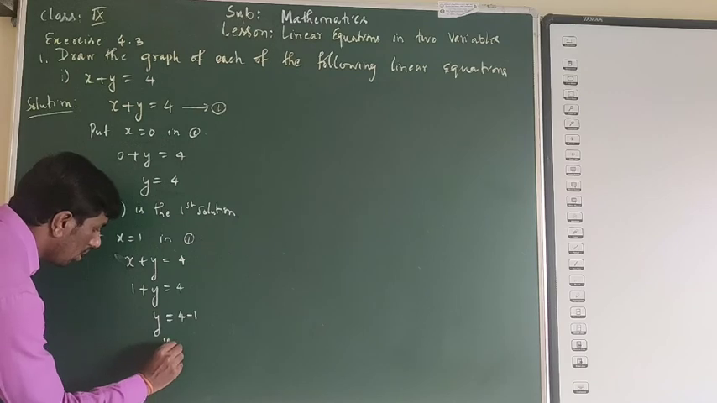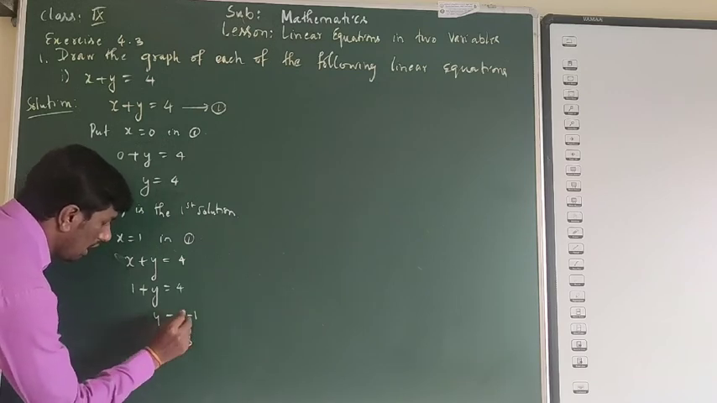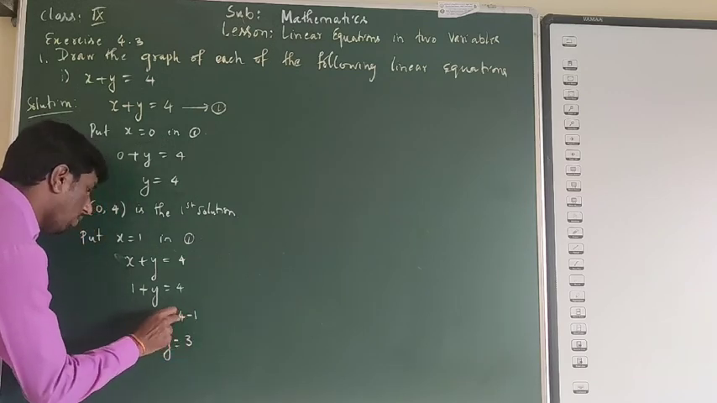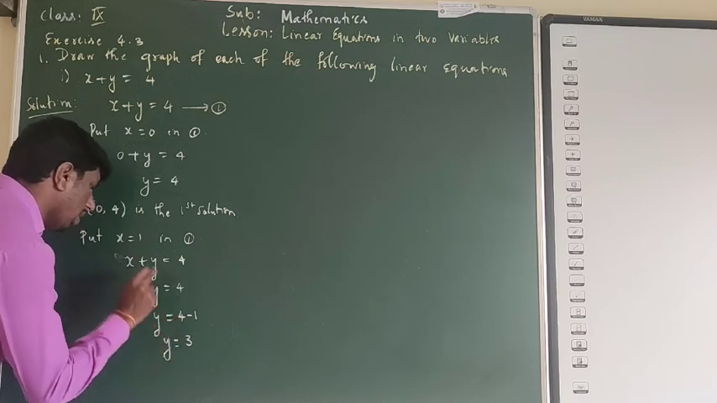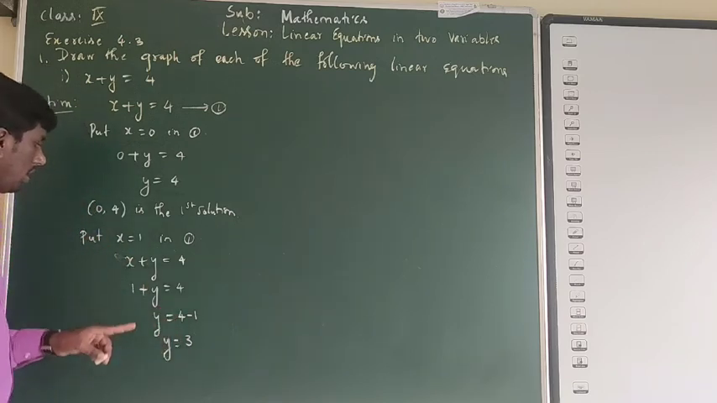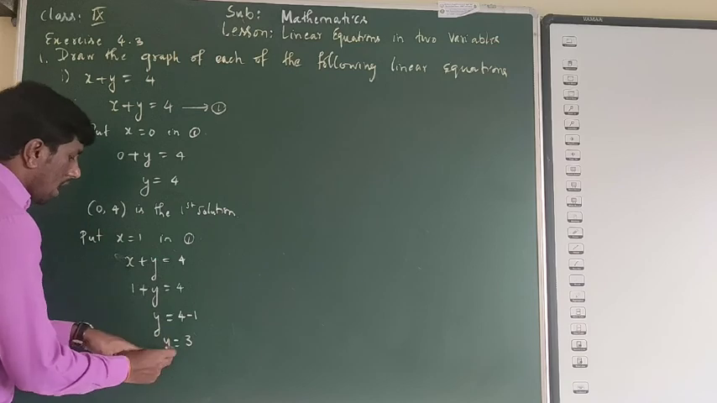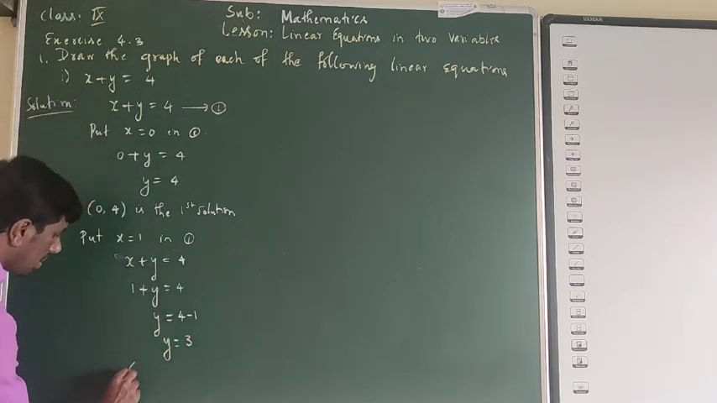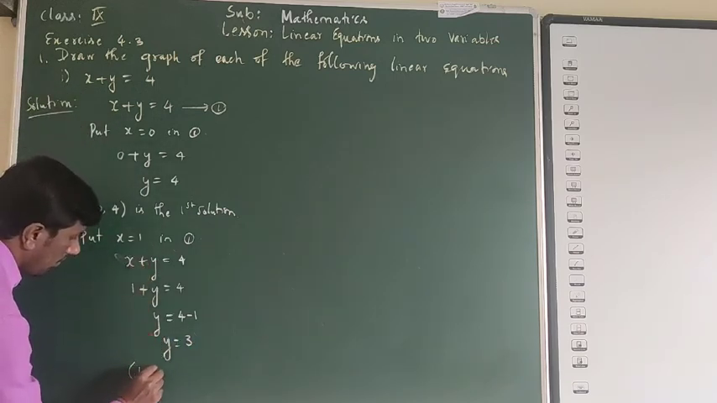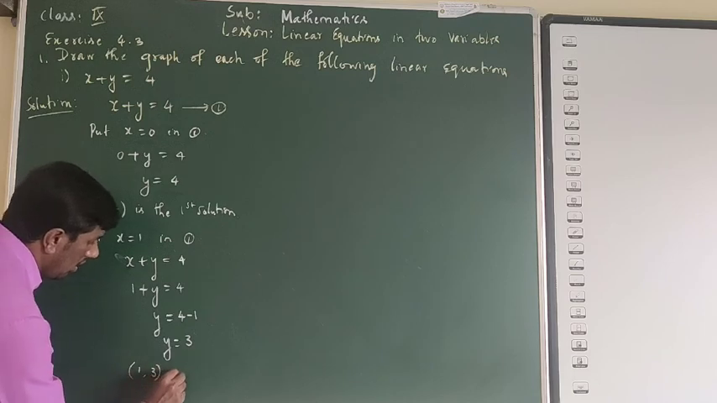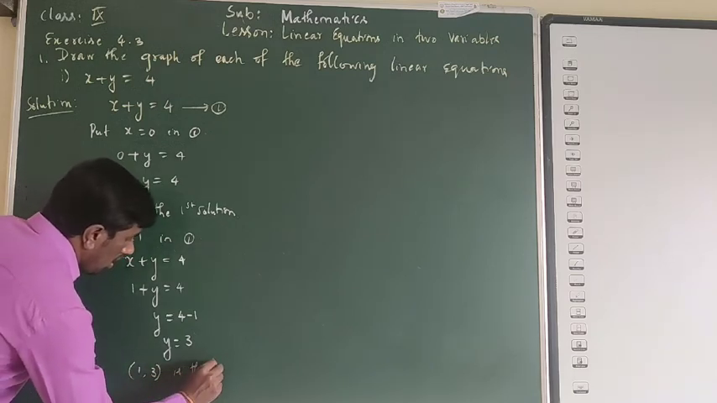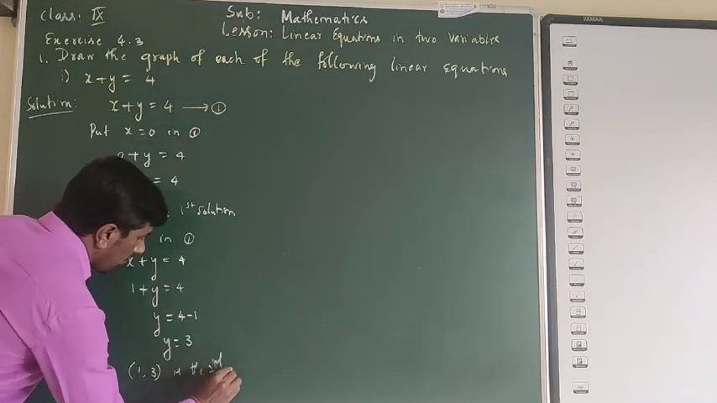So y is equal to 4 minus 1, which is 3. The higher value between 4 and 1 is 4, and before that I have a positive sign, therefore here also it is a positive sign. Clear? So if I give x is equal to 1, I am getting y is equal to 3. So the combination of x and y values, 1, 3, is the second solution.